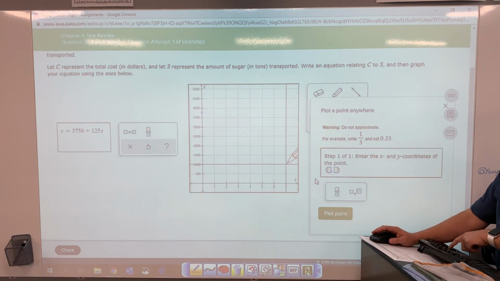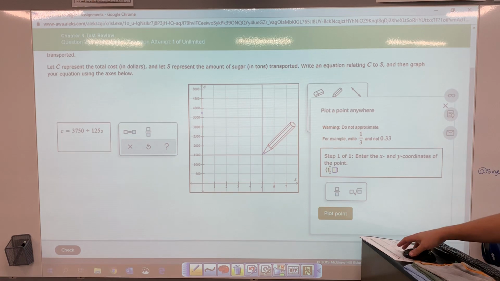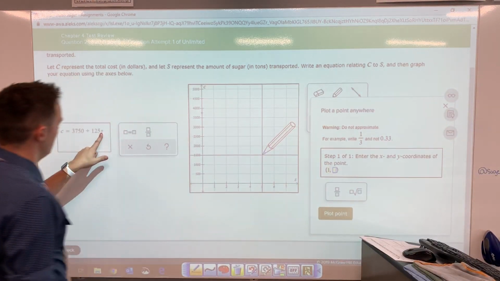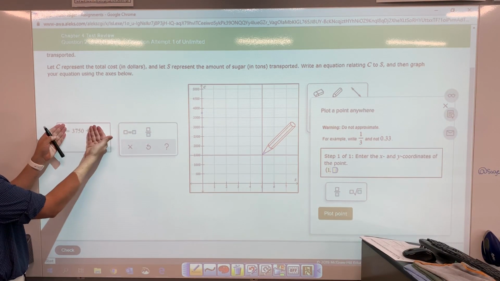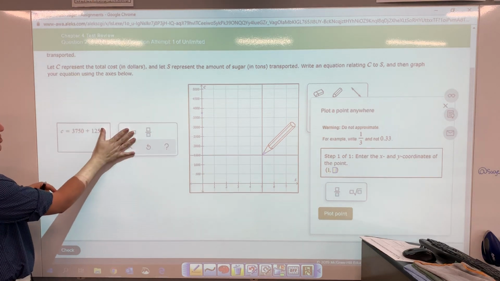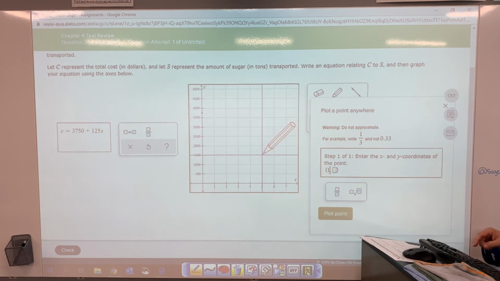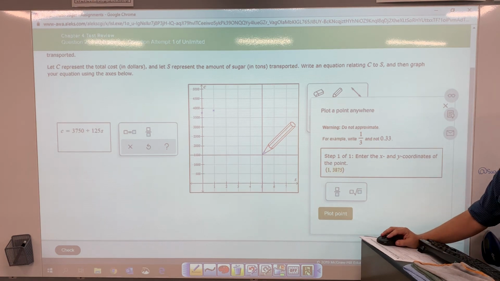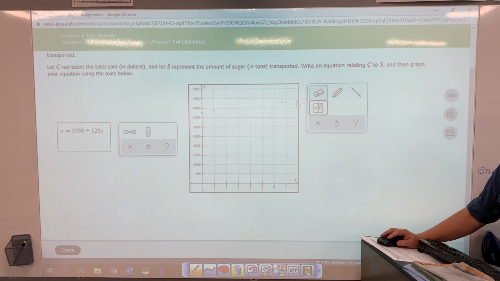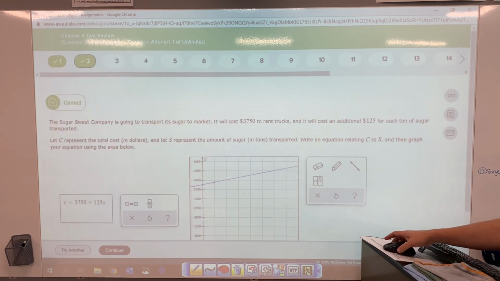The next easiest one is 1. So if I have x as 1, it would be 3,750 plus 125. If I do that calculation out, that would be 3,875. And then I would plot that point. Make sure you guys can do that. And then you see, now I can grab this, pick that point, pick that one, and it gives me my line. I hit check, and it's correct.